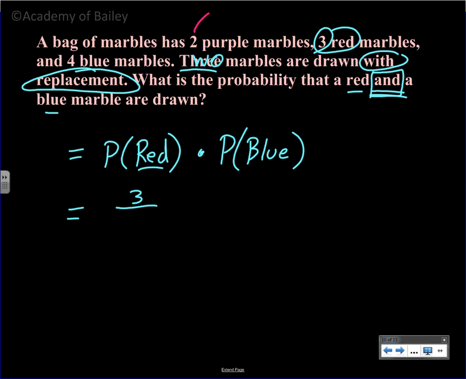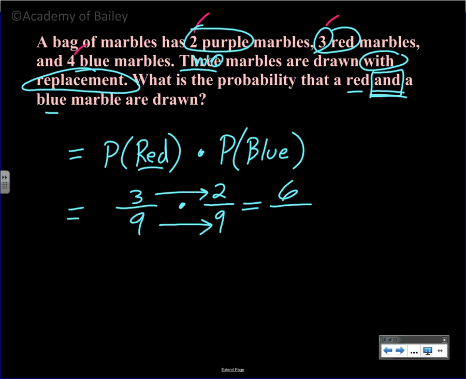Well, there's 2 and 3 make 5, and 4 more makes 9. So that would be 3 out of 9. 3 red marbles out of 9. We're going to multiply it by the number of purple marbles. We notice 2 purple marbles out of 9. So let's go ahead and multiply those. 3 times 2, it's multiplication. We multiply straight across, both top and bottom. 3 times 2 is 6, and 9 times 9 is 81.